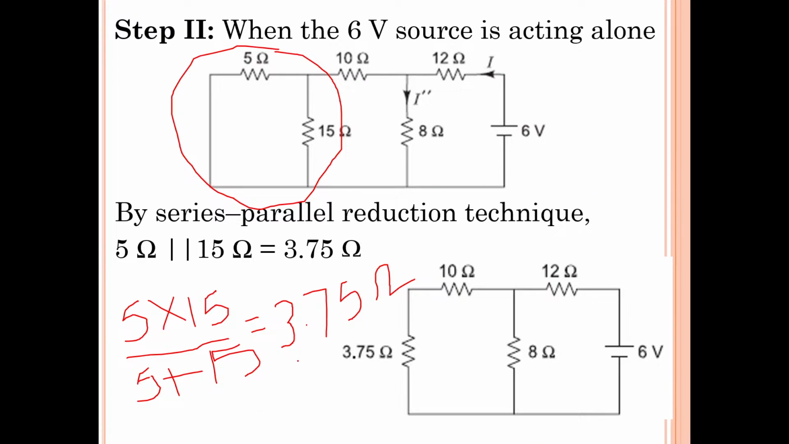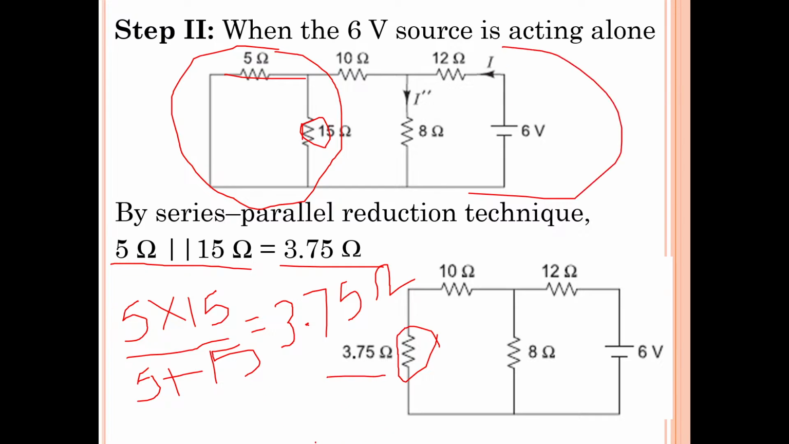So the total resistance equals the resistance of this parallel combination. 5 ohms and 15 ohms are connected in parallel, so the equivalent resistance of this parallel combination is 3.75 ohms. Now replace this 5 ohms and this 15 ohms by a single resistor. This is our single resistor in this circuit, whose resistance value is 3.75 ohms.